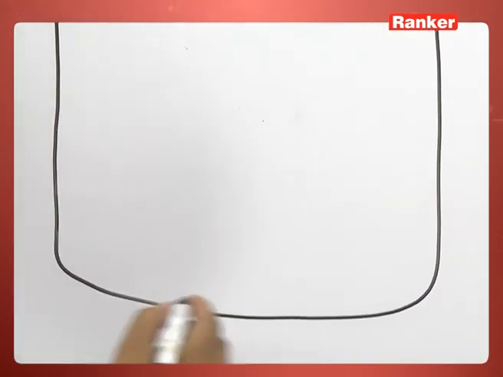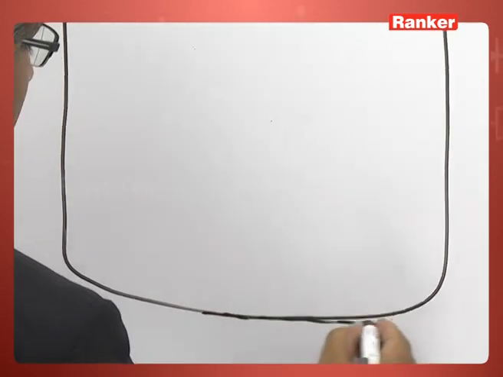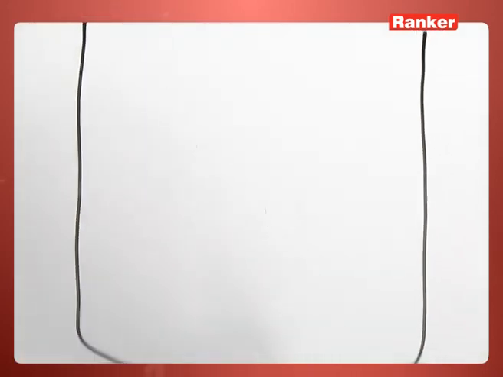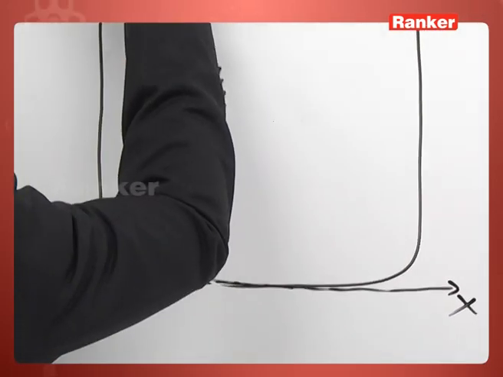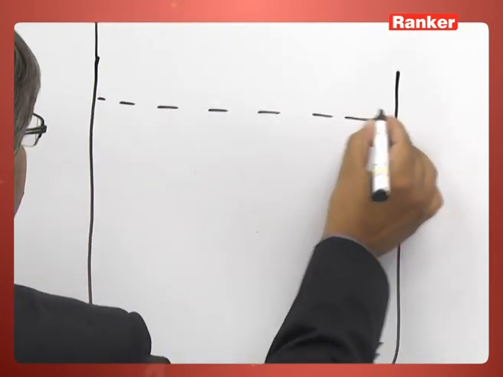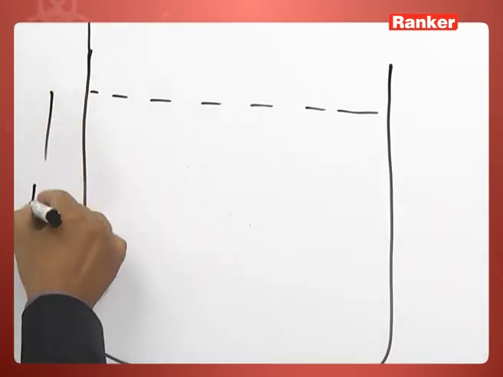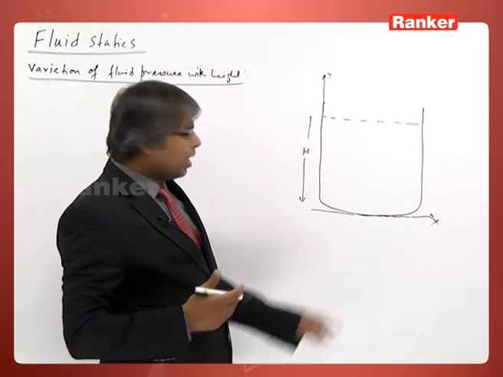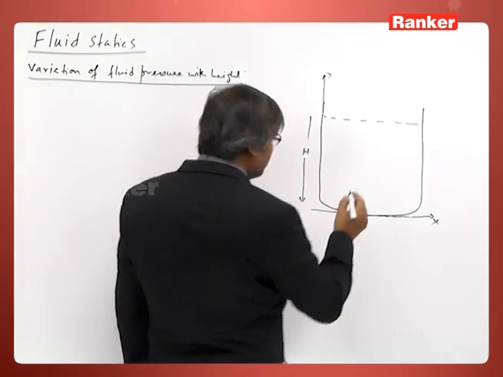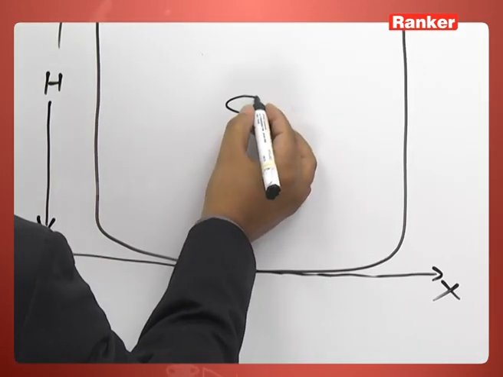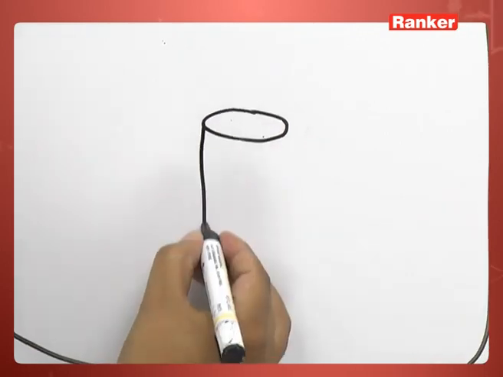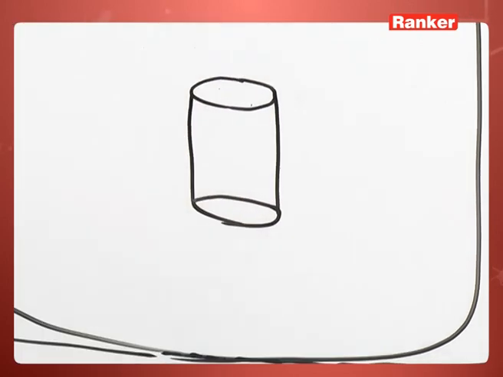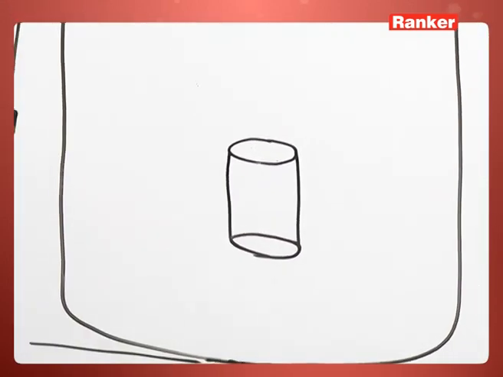such that things are measured from the bottom. Suppose this is my x axis and this is my y axis. So, we have liquid up to here. This is denoted as capital H, and in order to understand how the pressure varies with height, we imagine a fluid element that is cylindrical in shape. This is a small fluid element. This diagram is very exaggerated.